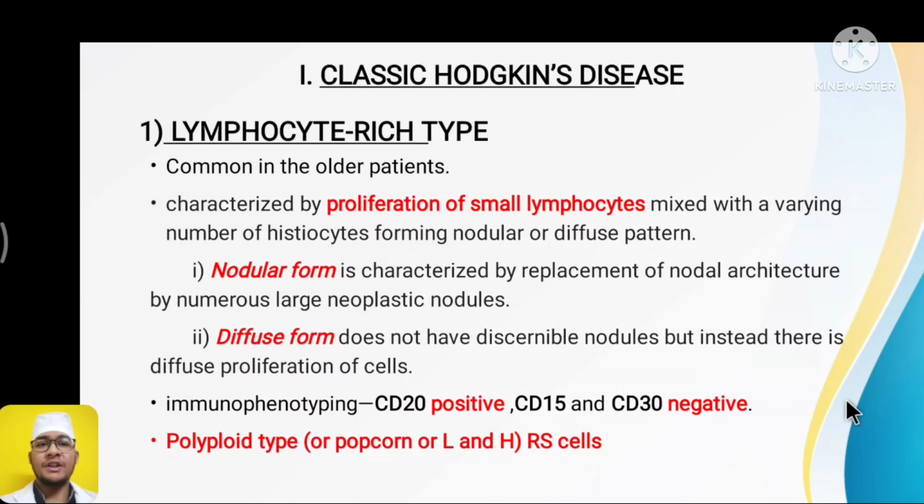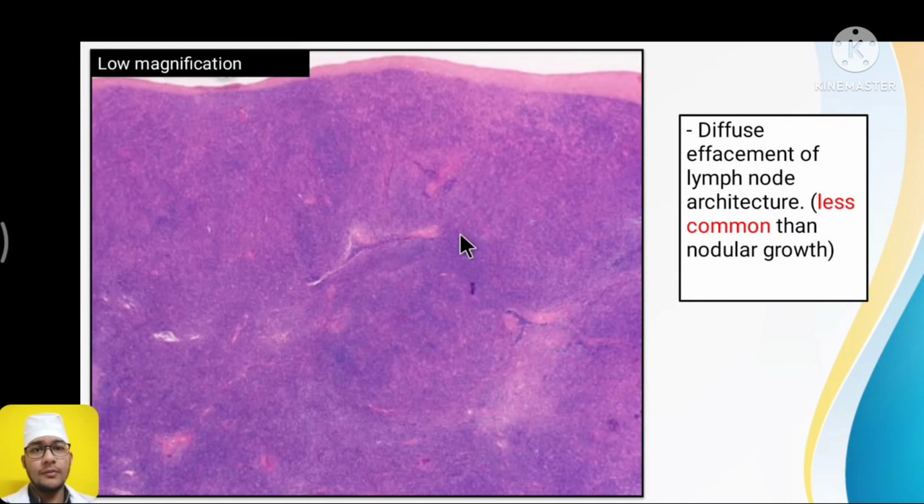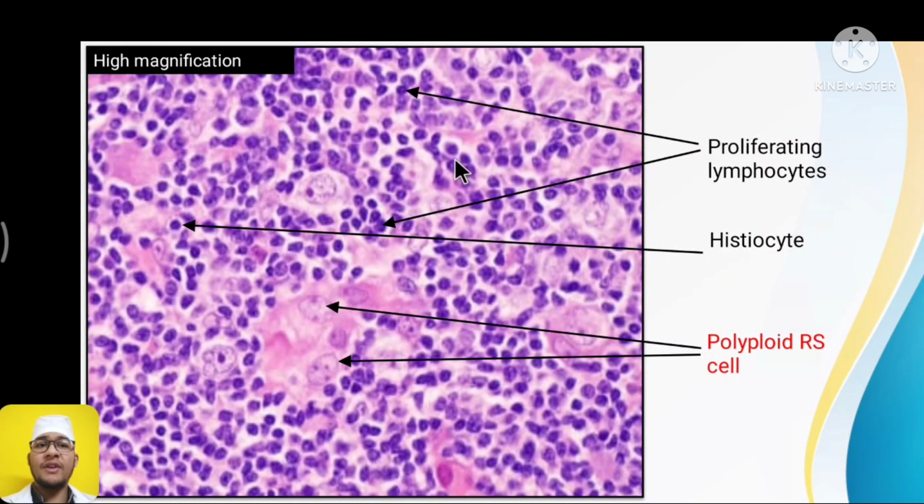First one is lymphocyte rich type. It is characterized by the proliferation of small lymphocytes mixed with a varying number of histiocytes forming a nodular or diffuse pattern. We can also see the presence of polyploid type of RS cell in this. Under low magnification, we can see diffuse effacement of lymph node architecture, less common than nodular growth. In high magnification, we can see proliferating lymphocytes, histiocytes, and polyploid RS cells.